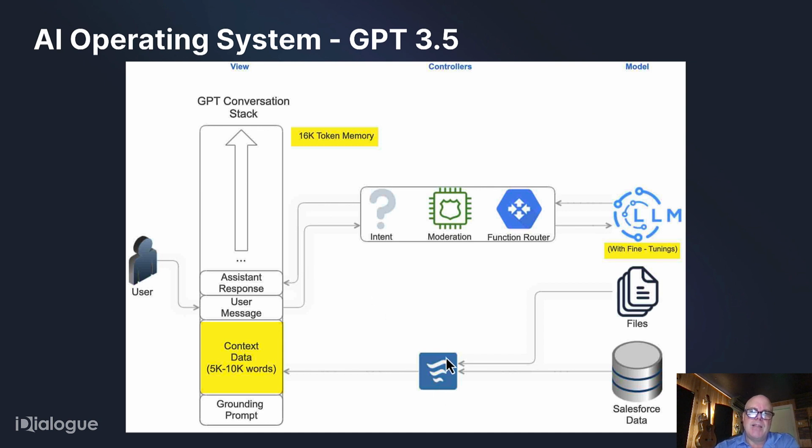And so suddenly we had this ability, and what we demonstrated in previous GPT Dreaming is via flows, in real time on initialization of a chatbot, we can extract some information from Salesforce, we can pull in some data from files, and we can put that into a grounding prompt and some contextual data.